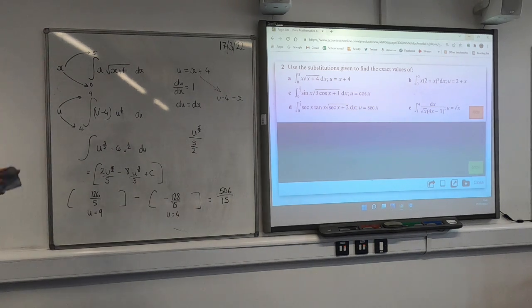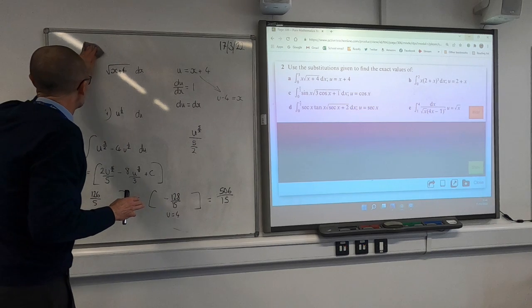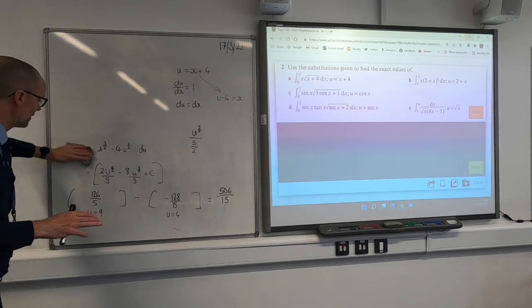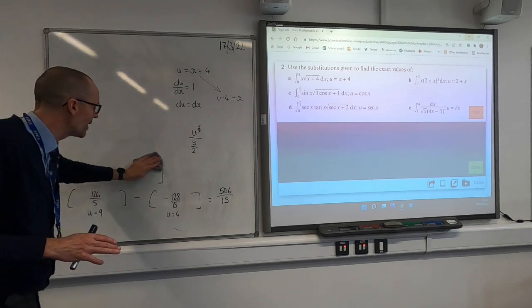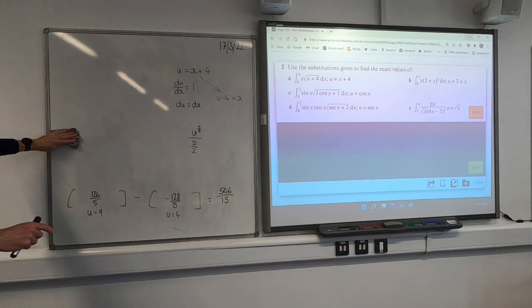Can we have a look at C? We're going to do B. You're going to have a go at B in a minute. Is this still the same title? This is integration by substitution with limits. With limits, yeah.